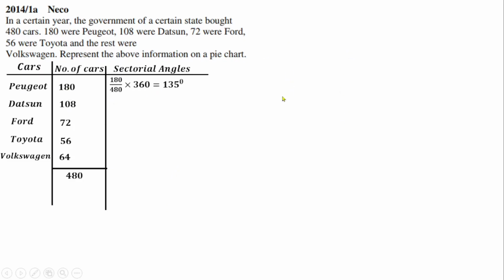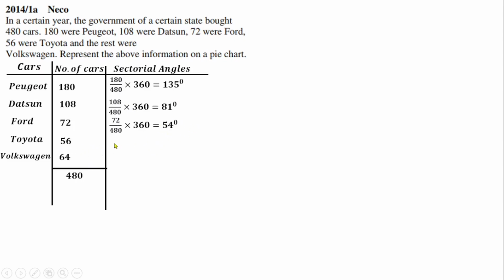We know the formula for doing that. It is the frequency divided by the total frequency, multiplied by 360 degrees. So the frequency for Peugeot is 180 divided by 480, which is the total number of cars, times 360, that gives us 135. Then for Datsun, its sectorial angle is 108 over 480 times 360 degrees, and that gives us 81 degrees. Next one is 72 divided by 480 times 360, that gives us 54.